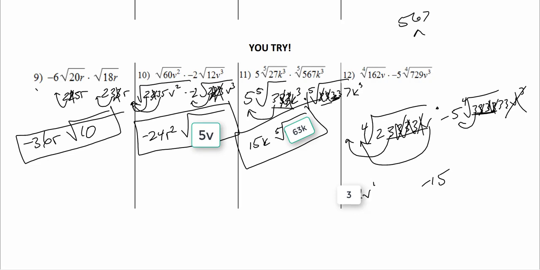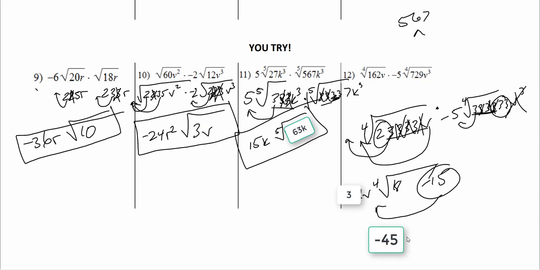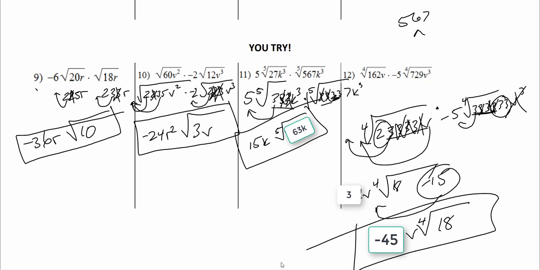And then times the 4th root of what? A 2, and then 2 3s, which makes an 18. Don't have any variables left. This is just being multiplied by that. Sorry, I know that kind of looks weird. But then I get negative 180 V, or V times the 4th root of 18. So that is your final answer right there.